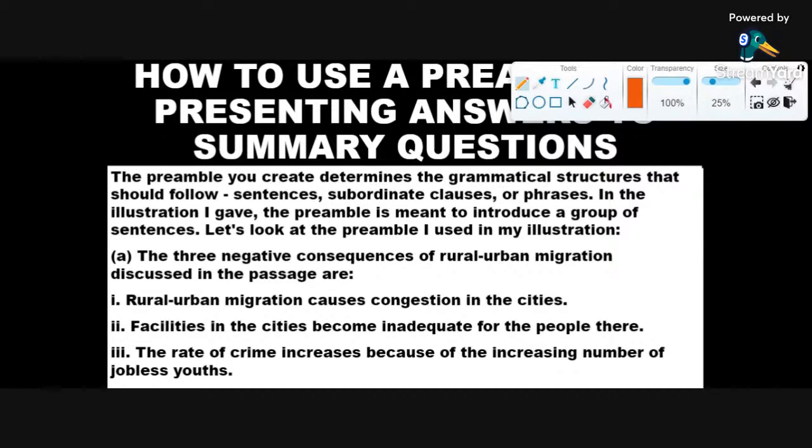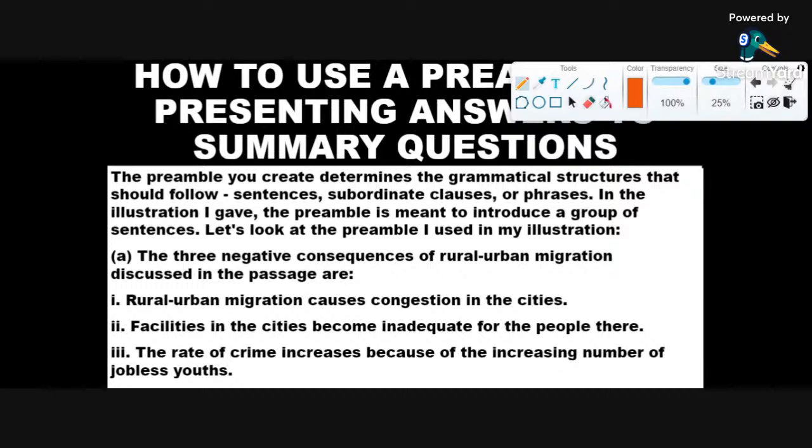And when you create a preamble, you should know whether what should follow this preamble should be a group of sentences or a group of phrases or a group of subordinate clauses, as the case may be. Now, I gave a preamble to introduce a group of sentences, which was exactly what Boseman's comment faulted, all right? I created a preamble, and that preamble I created is meant to be followed by a group of sentences.